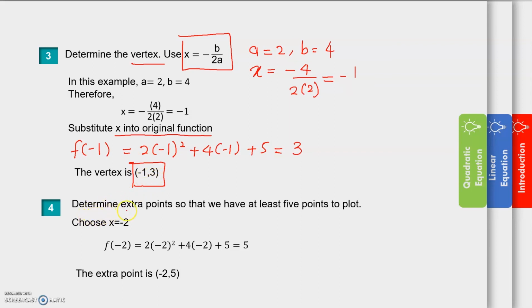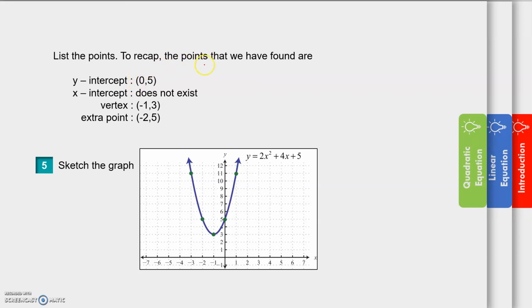Step number 4, you can determine an extra point here. Let's say we choose x equal to negative 2 and then we substitute in our original function. So we get the answer equal to 5. This means that we have the extra point (-2, 5). Let's recap what we have done so far. We have y-intercept (0, 5). The x-intercept does not exist. Our vertex is (-1, 3). And we have the extra point (-2, 5).